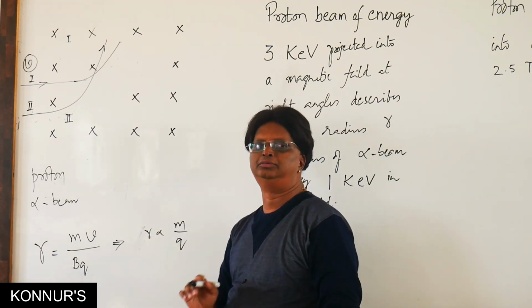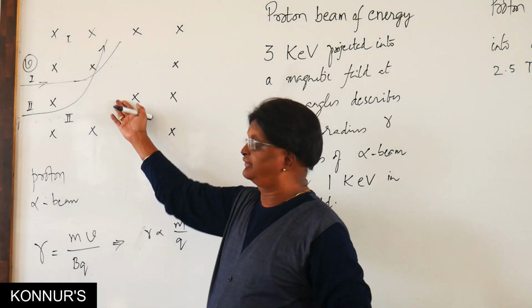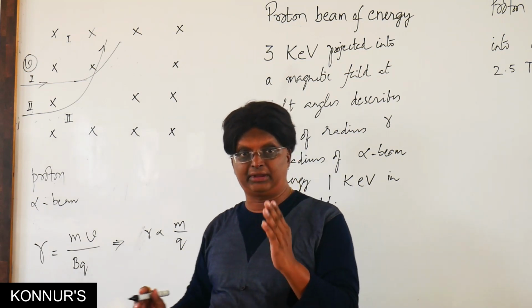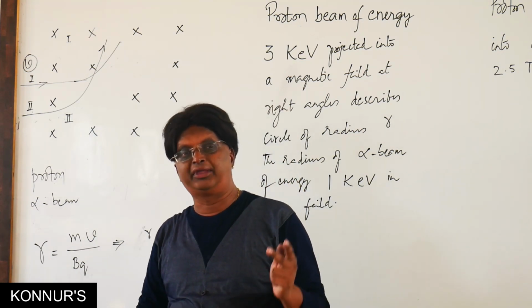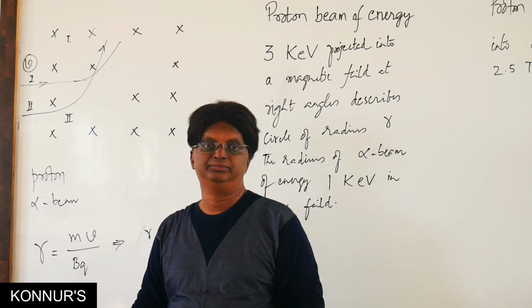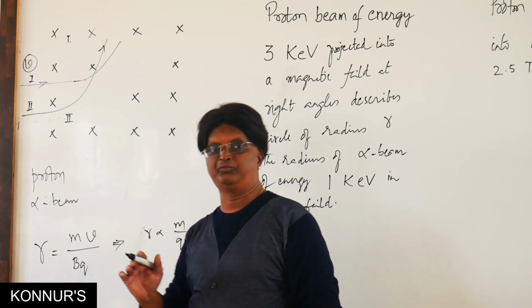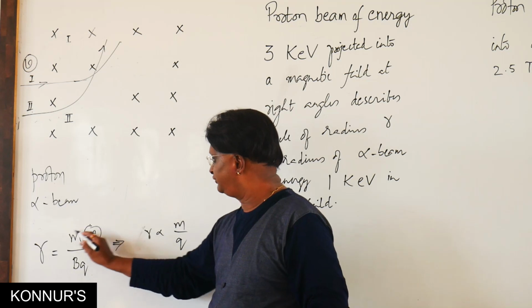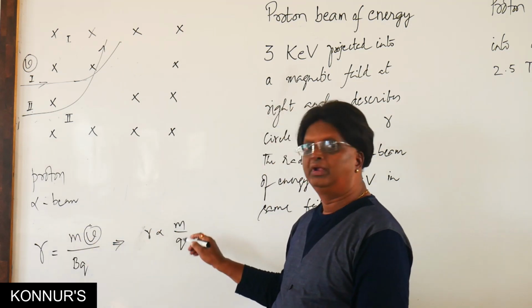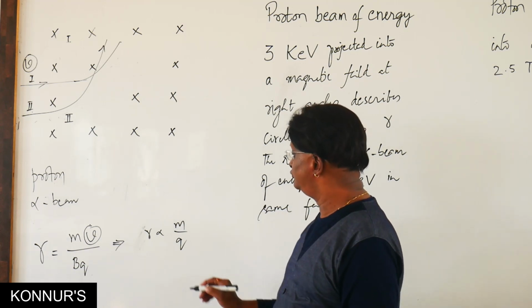R is proportional to m by q is the result. But remember, when such examples are given, they will mention whether the particles are projected with the same velocity, or same momentum, or same kinetic energy. That will be the key for us. Here, since it is said the same velocity, I use R proportional to m by q.